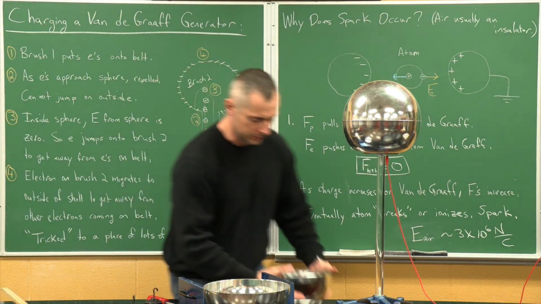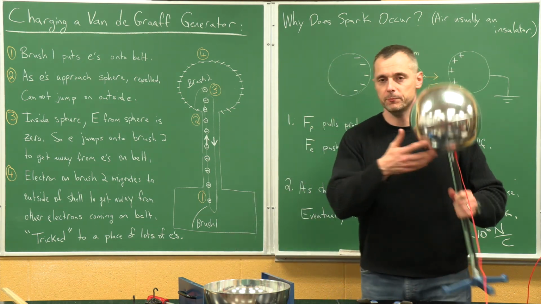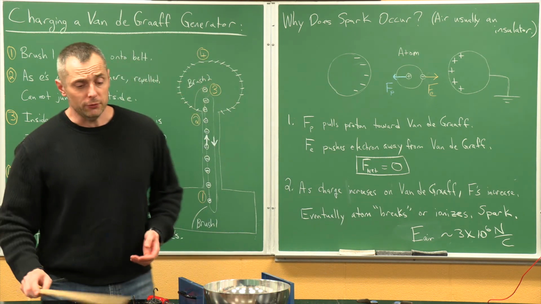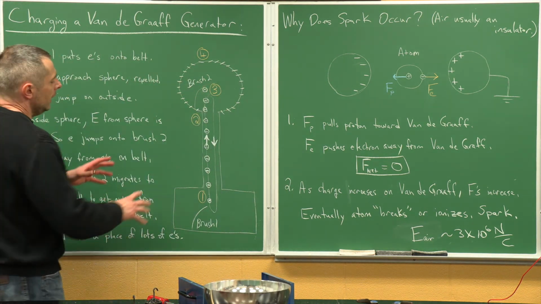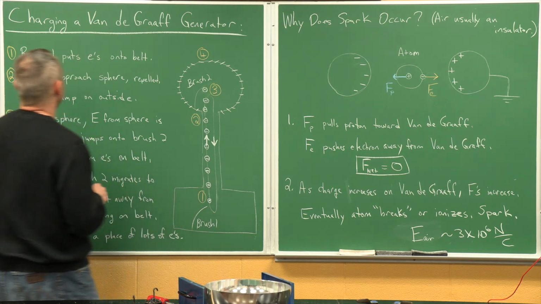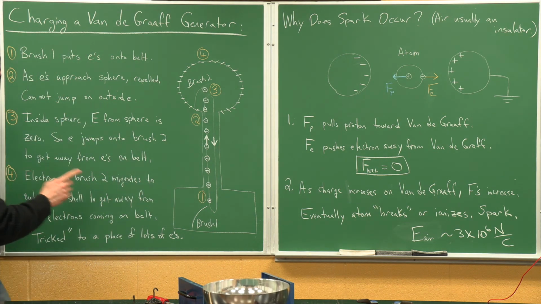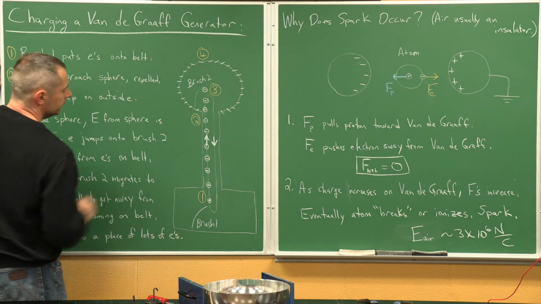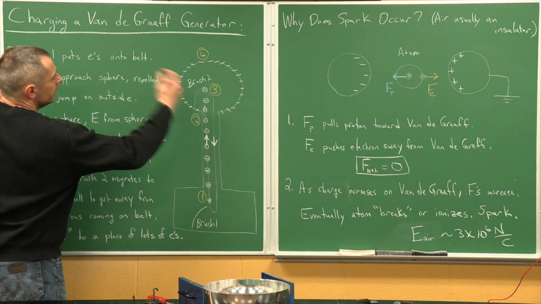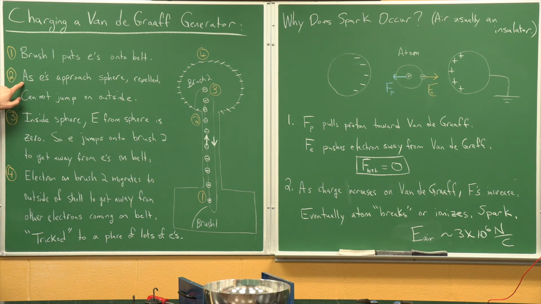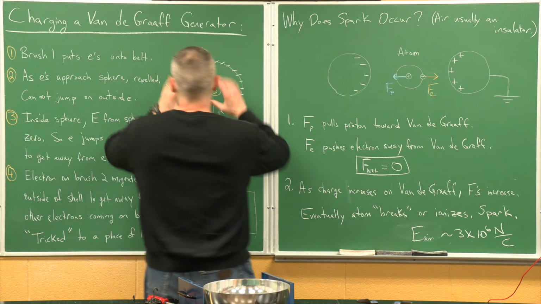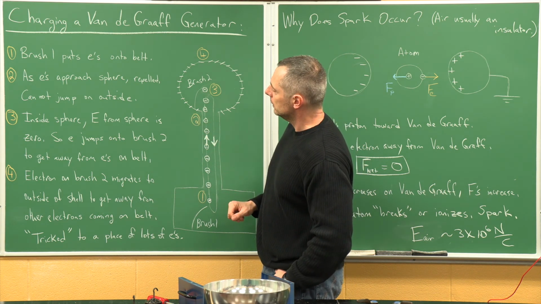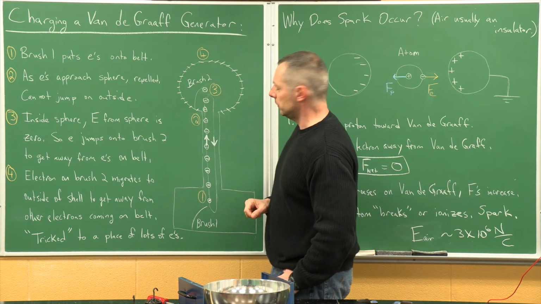So, we can get these out of the way again. It's kind of like a little story of what happens to the charge. You have this belt running, you see these arrows here. Step one, brush one down here puts electrons onto the belt, and the belt carries these electrons up. As the electrons approach the sphere, because it's negative as it's charging, they're repelled away from the sphere. So they cannot jump on the outside.